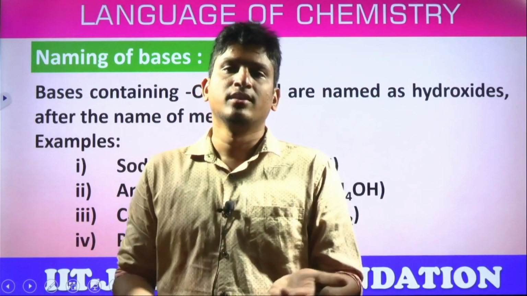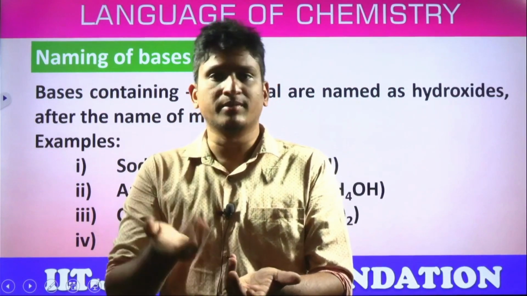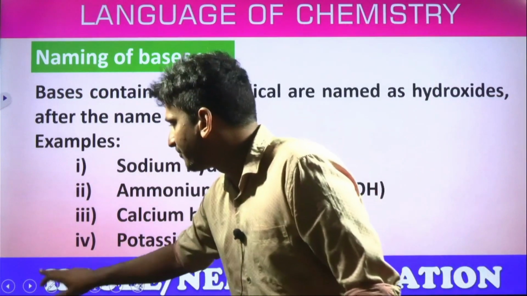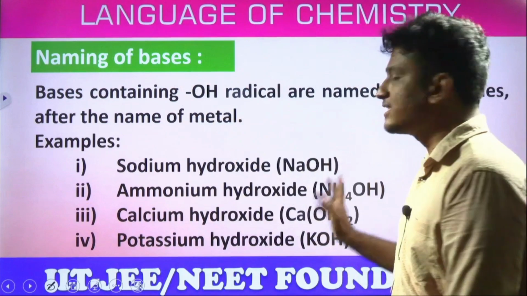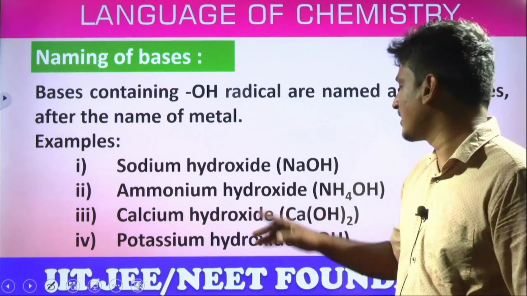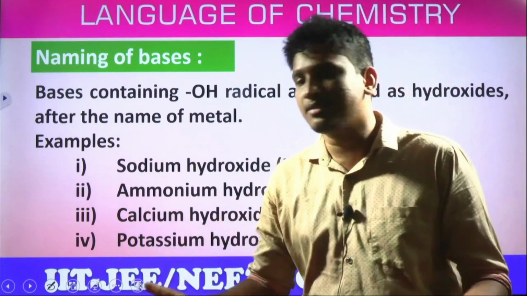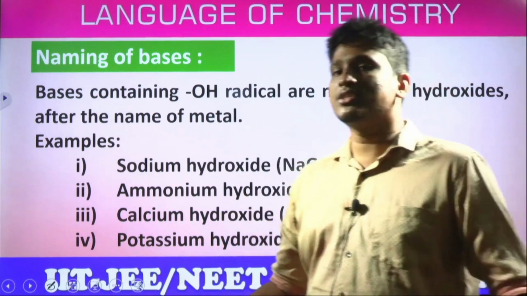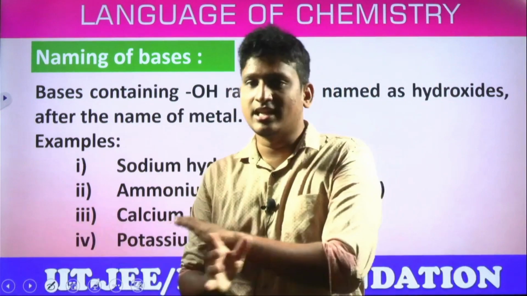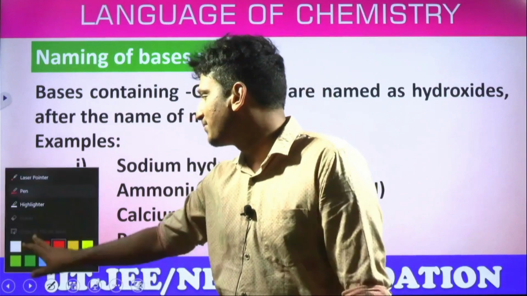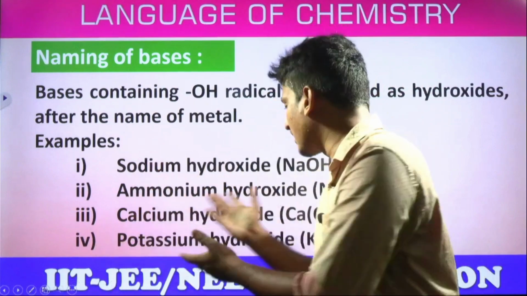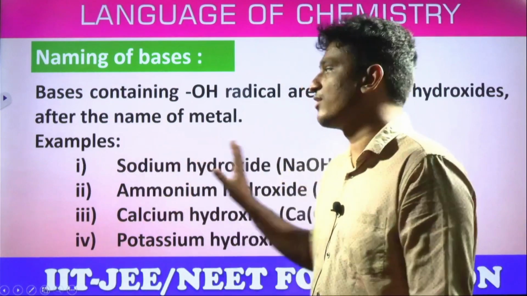you already know how to write the metal name directly from the element, and it ends with hydroxide. NaOH, what's the name? Sodium hydroxide. NH4OH, ammonium hydroxide. Ca(OH)2, calcium hydroxide. KOH, potassium hydroxide. Mg(OH)2, magnesium hydroxide. There is no confusion, simple. For bases, directly hydroxides. Starts with a metal or a radical, whatever that name, and ends with hydroxide.